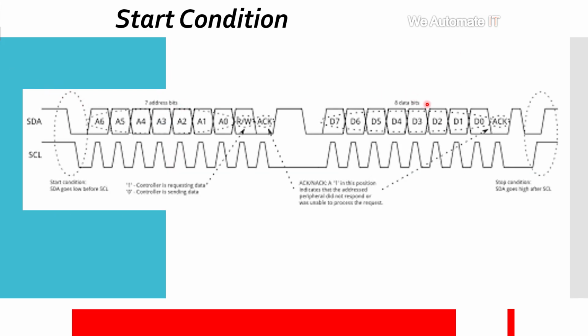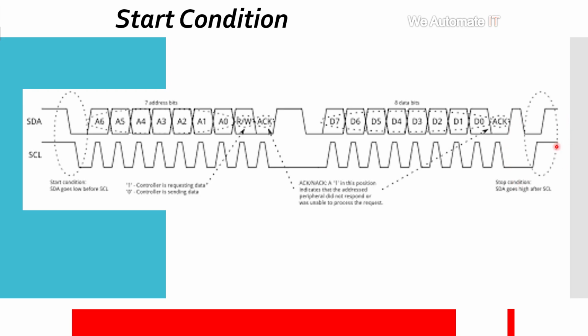So see, this is the start condition process, where SDA and SCL go up, then go down, go up and go down. Likewise the process continues and it acknowledges, then it starts, gets engaged, controls, gets acknowledged, sometimes not acknowledged, and then it is terminated at the end.